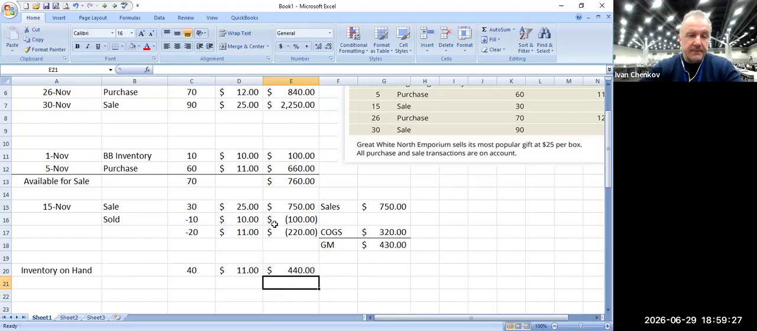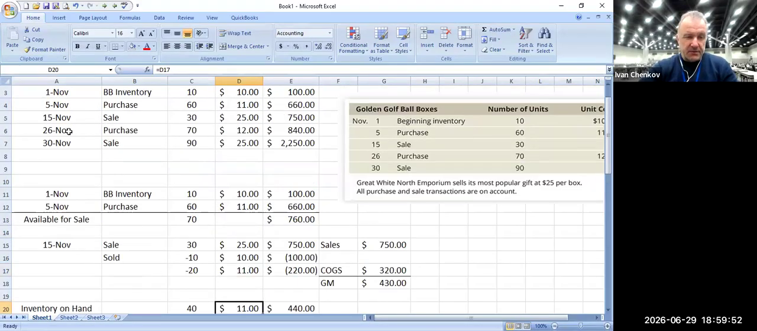Now let's think about it. We already know we had available for sale 760. We reduced the inventory with 320. How much is left? $440. Do we have $440 left? Yes. Why do we have those? Because we have 40 units and the very last purchase for $11 each.